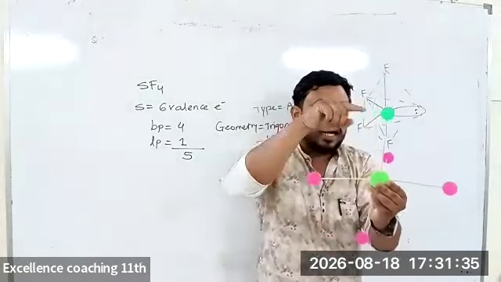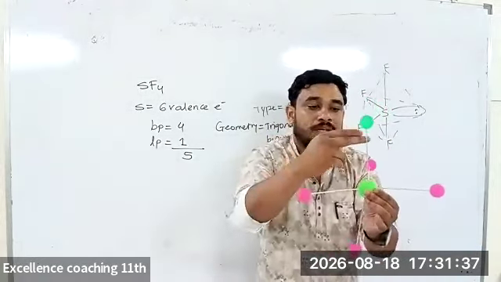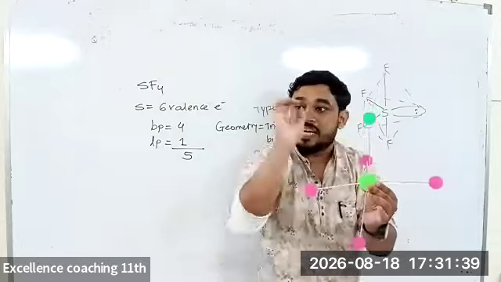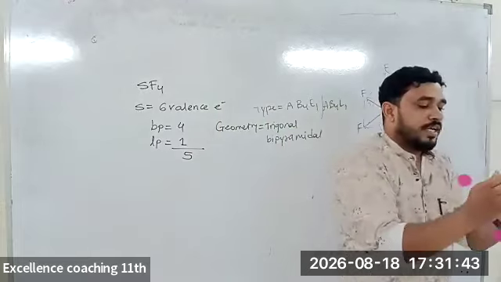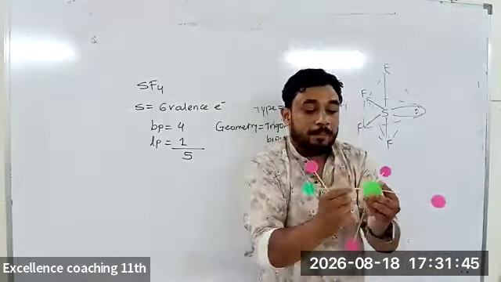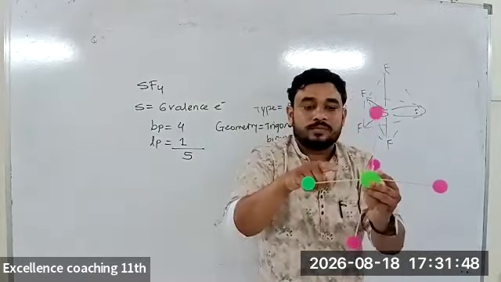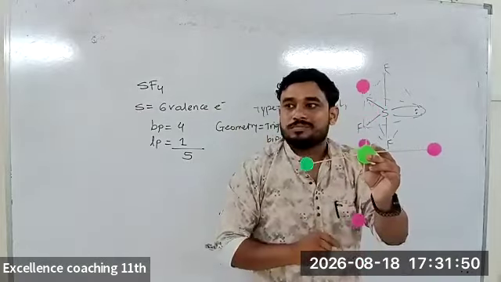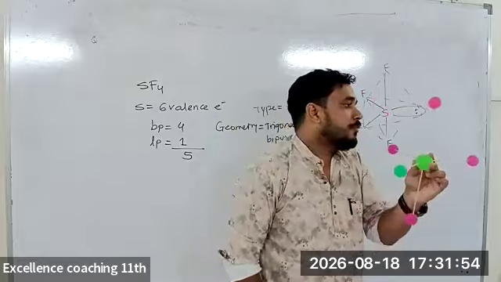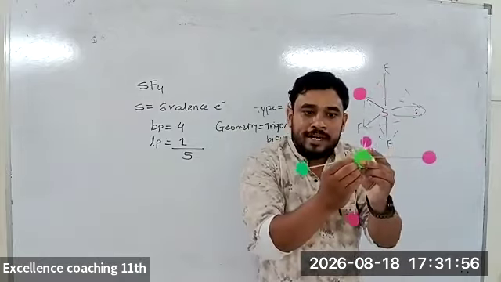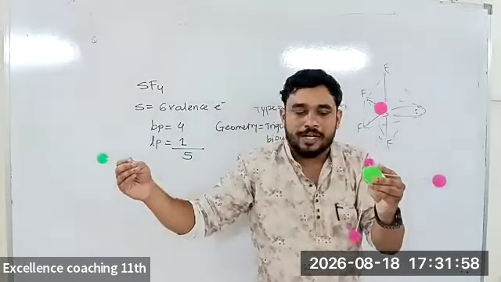See, if I keep it here, how many lone pair interactions at 90 degrees will I get? 1, 2, 3. Three. If I keep it here at the triangle part, I will get 1 and 2. So which is preferred, 3 or 2? 2. To write a shape, we have to remove the lone pair, we have to hide the lone pair.